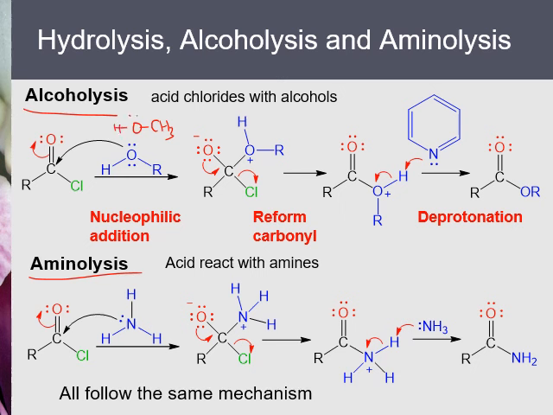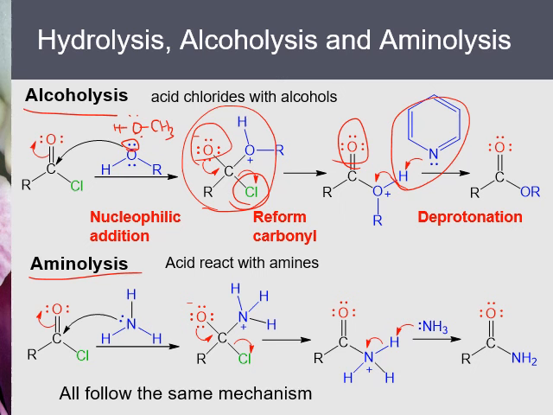CH3OH. Okay, so the lone pair of electrons from the alcohol will attack the carbonyl carbon and form an alkoxide, and then it reorganizes, forms a C=O double bond, expels chlorine, and then is deprotonated by a base, which is usually pyridine, and that gives you an ester, right? So alcoholysis gives you ester.